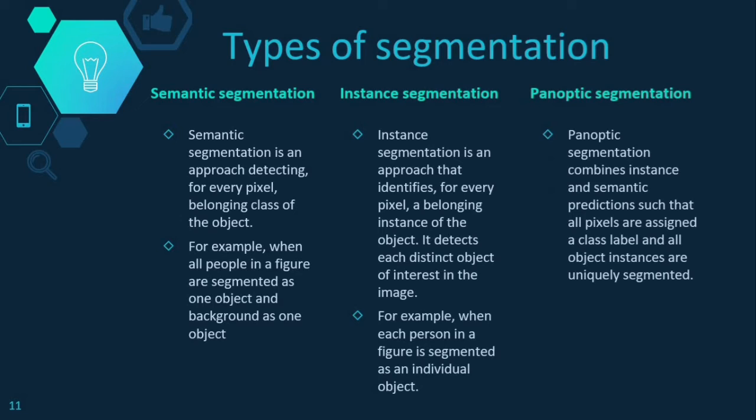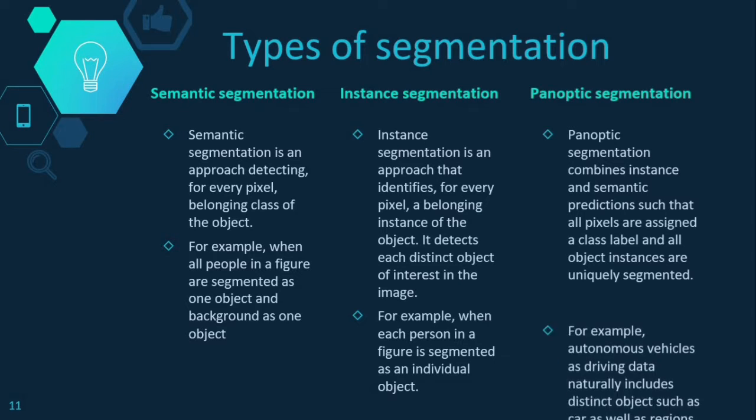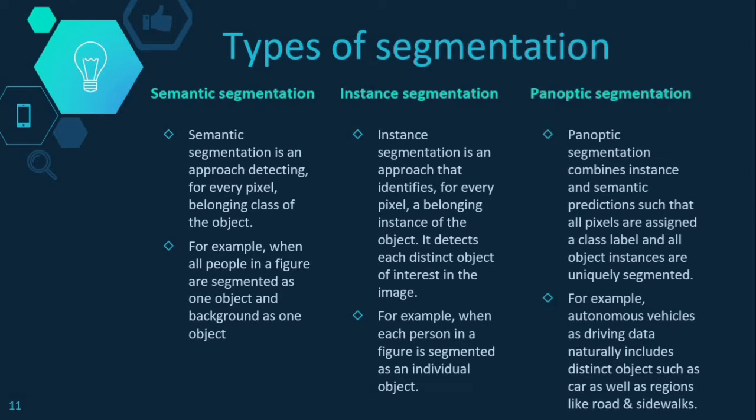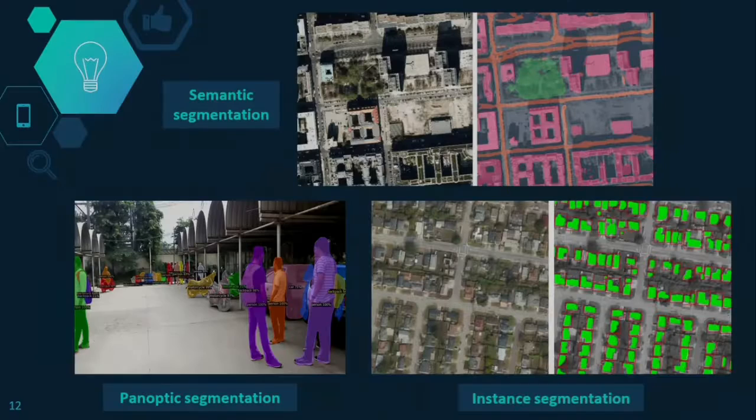And then we move on to panoptic segmentation. Here, panoptic segmentation combines the instance and the semantic predictions such that all the pixels are assigned a class label and all the object instances are equivalently segmented. For example, the autonomous vehicle is an example of panoptic segmentation, as the driving data naturally include distinct objects such as cars as well as regions like roads and sidewalks.